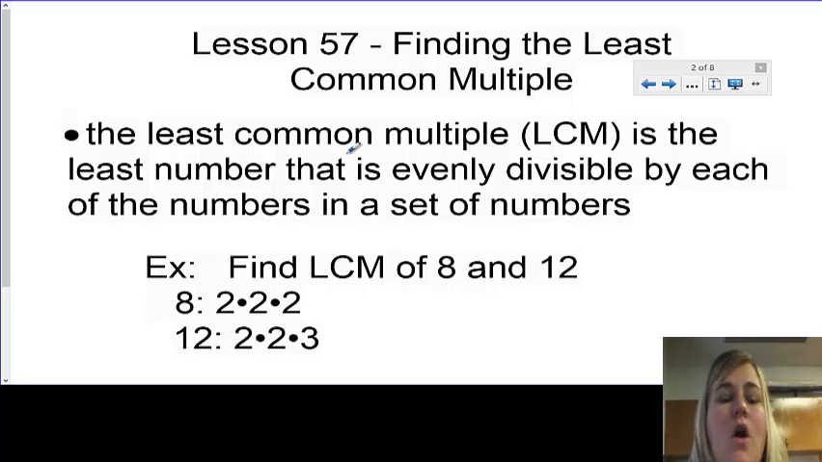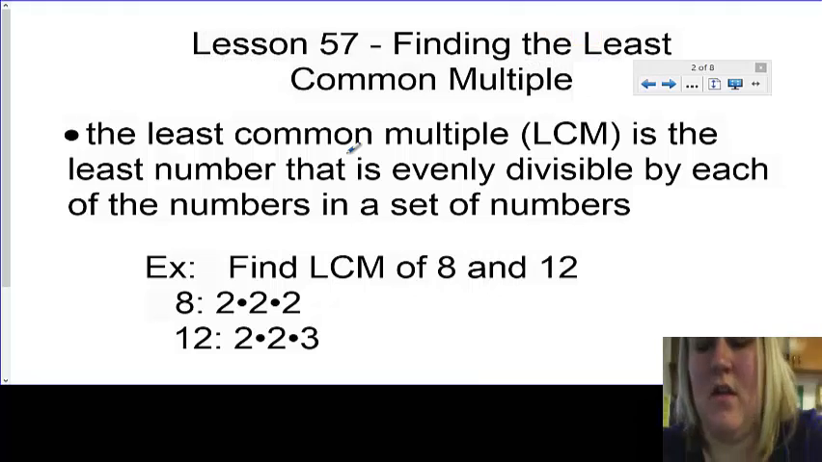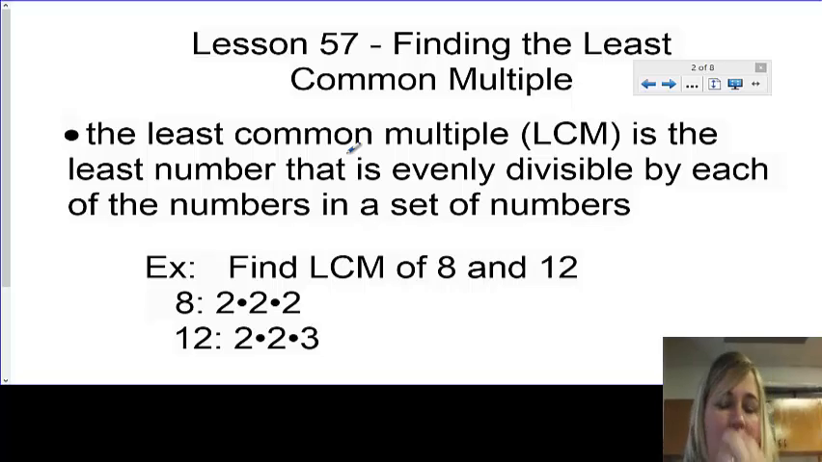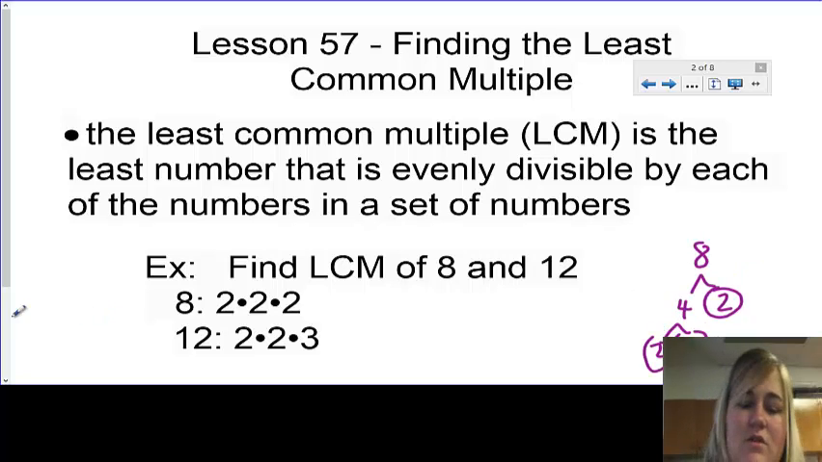Okay, so they give us an example of finding the LCM of 8 and 12. Of 8 and 12. And what they've done is they've taken the prime factorization of 8, which is 2 times 2 times 2. That's one that you should know off the top of your head. If you don't, we can always factor tree it. 4 times 2. 2 is a prime. 4 is not. 2 times 2. So that's where they got 2 times 2 times 2. And then 12 is 2 times 2 times 3. If you don't know that, you can find it the exact same way.